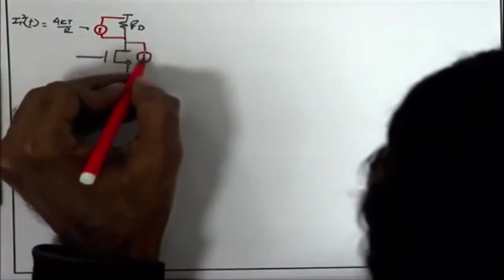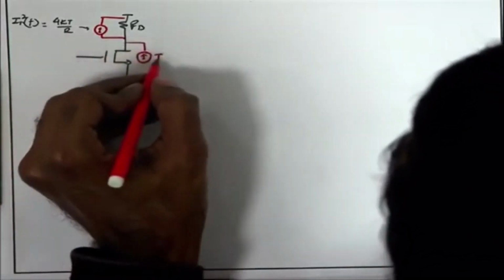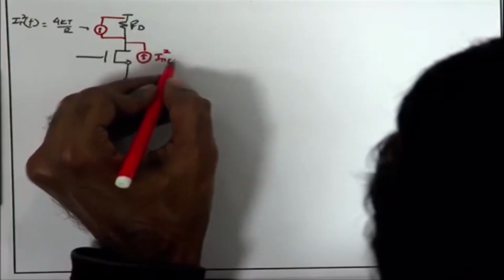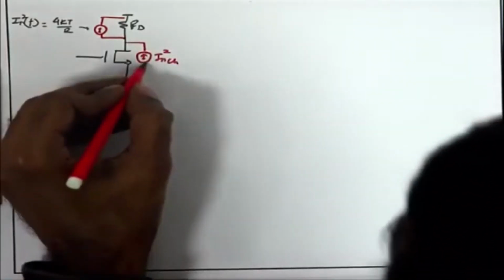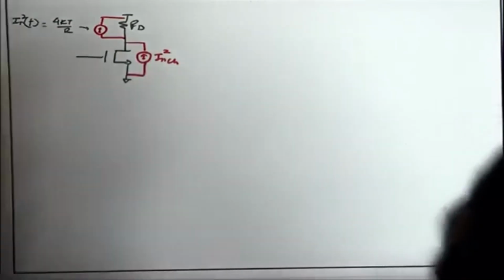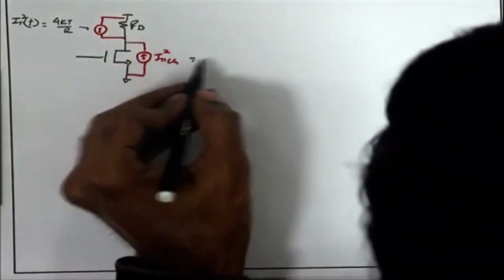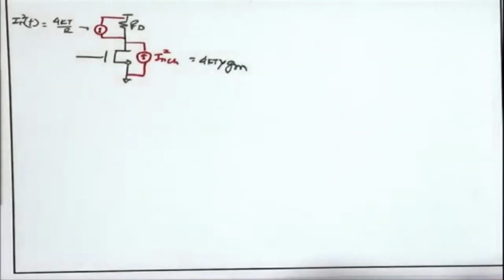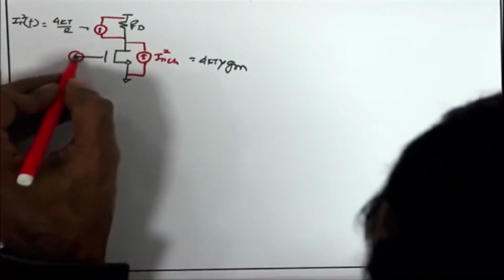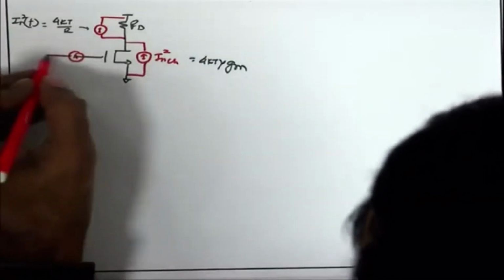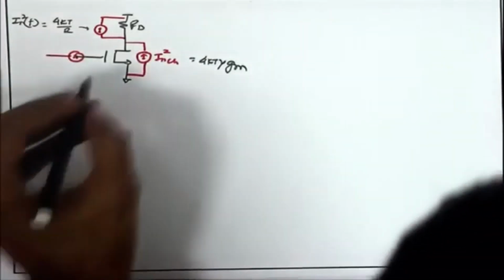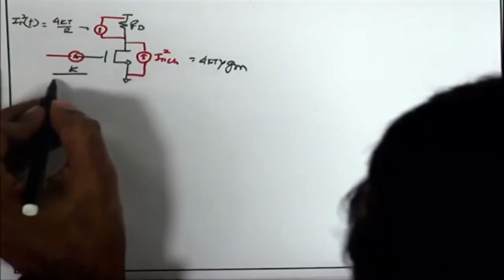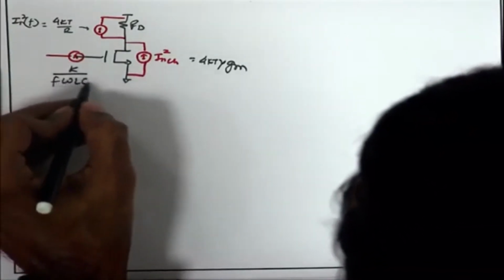Likewise, I have a channel current noise for the MOSFET, I can call it IN square channel of the MOSFET, which is equal to 4kT gamma Gm, and I also have the 1 upon F noise of the MOSFET coming in series with the gate, which we know is K upon F W L Cox.